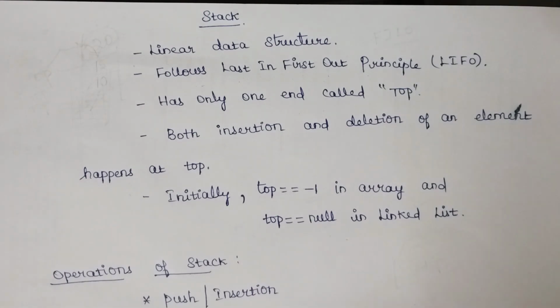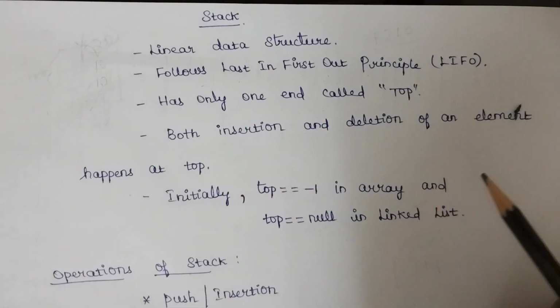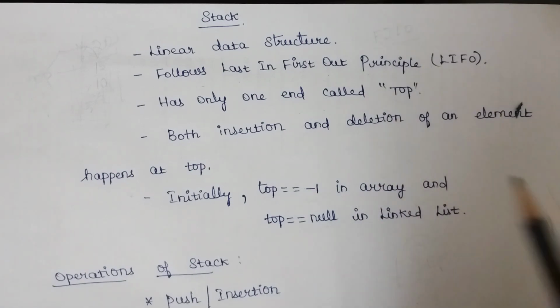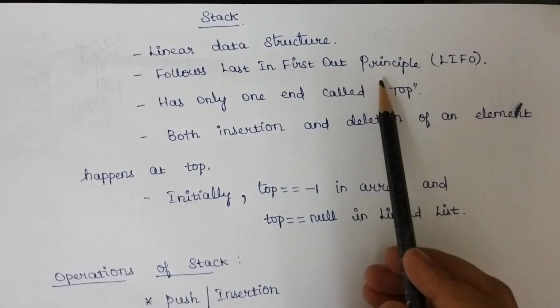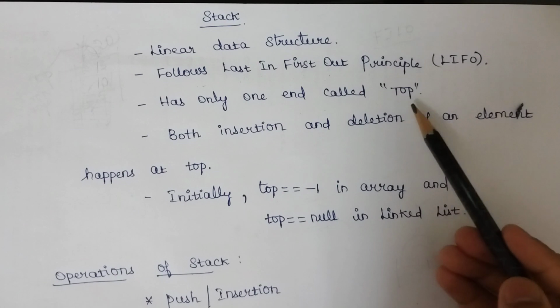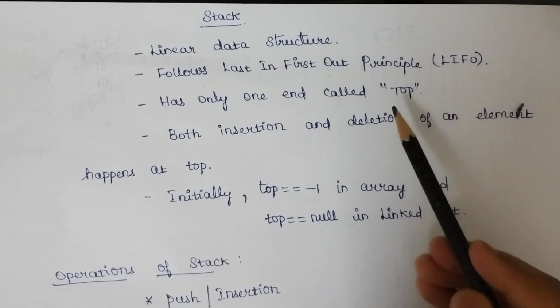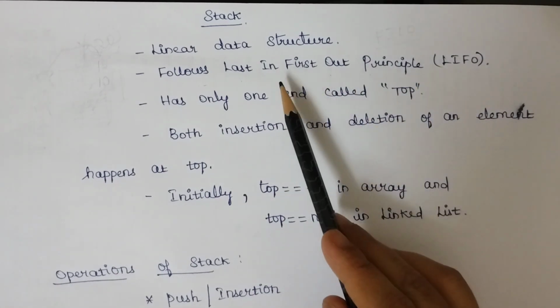Previously we discussed linked list, which is a linear data structure, and this stack is also another example of a linear data structure. Here stack basically works on the last in first out principle. That is, whatever element is inserted last will be the first to get removed. That is what is called last in first out.